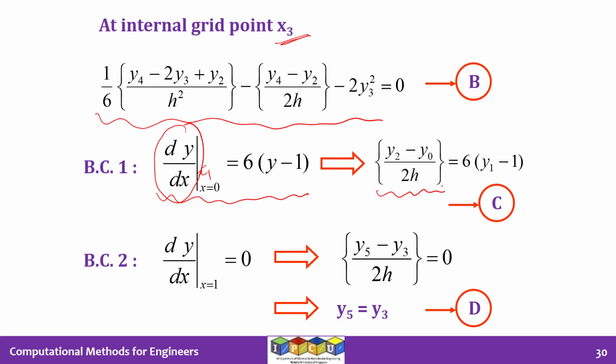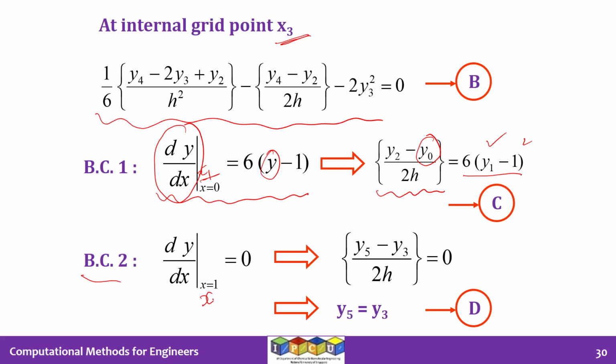And that is going to be equal to 6 times y1 minus 1. We replace y by y1 because we are talking about x is equal to x1 here, and therefore y should be replaced by y1. So in doing this boundary condition, we have exploited the boundary condition, but we have introduced a symbol y0. So that is going to be a fictitious or a pseudo grid point that you will see in the succeeding slides. Boundary condition 2, which is given as dy by dx at x is equal to 1.